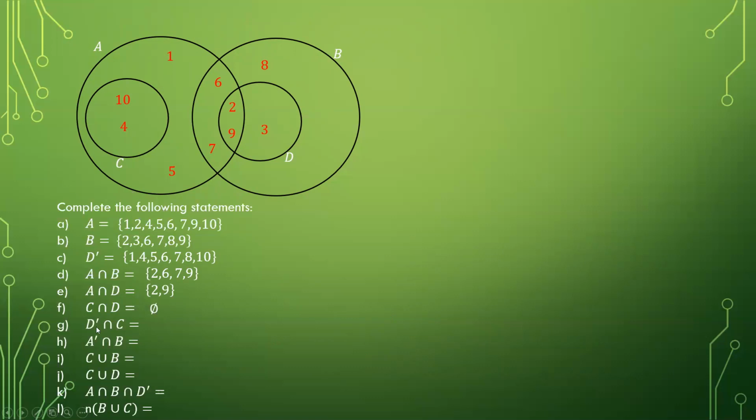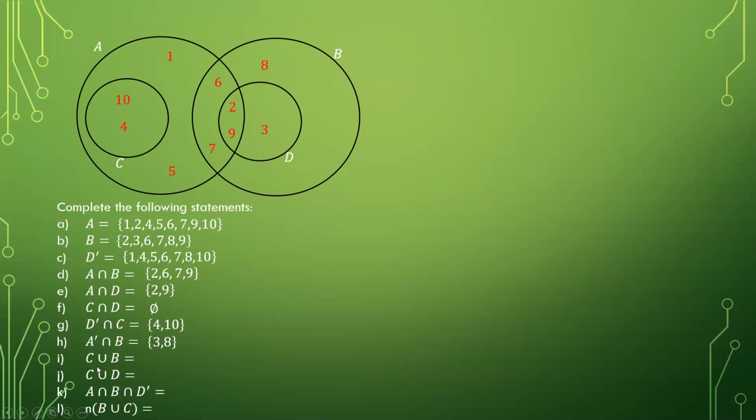So D complement means other than D. So we have all these other than D. What we want is to intersect with D, with C. So the answer is only 10 and 4. And A complement, so other than A, you only have 8 and 3. Then you want to intersect with B, you only have 8 as answer, right? Sorry, we have 3 and 8 as answer. Other than A means you have 8 and 3, and intersect with B, that means we have 3 and 8 as answer.